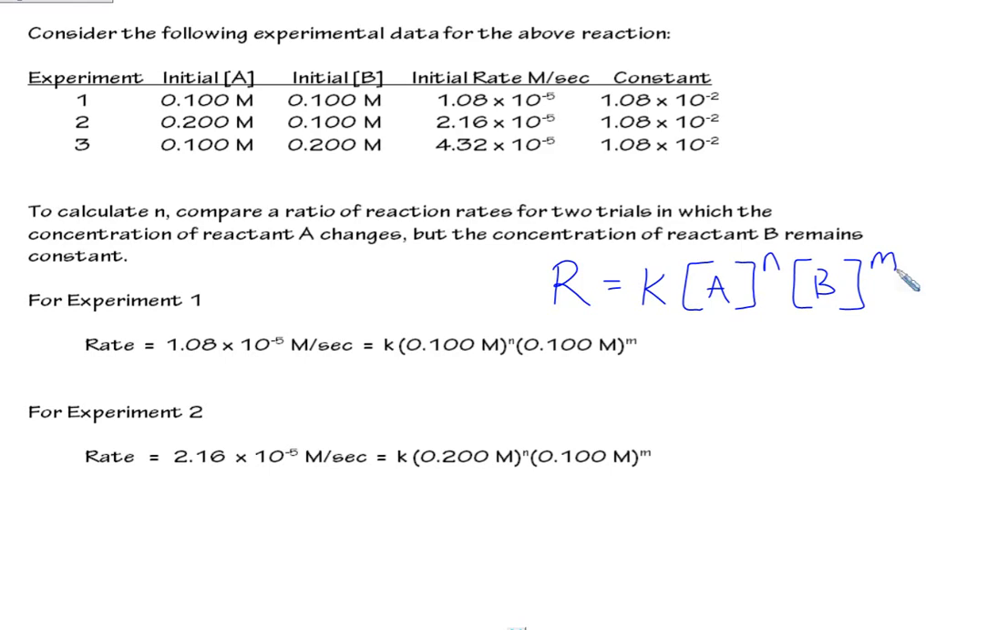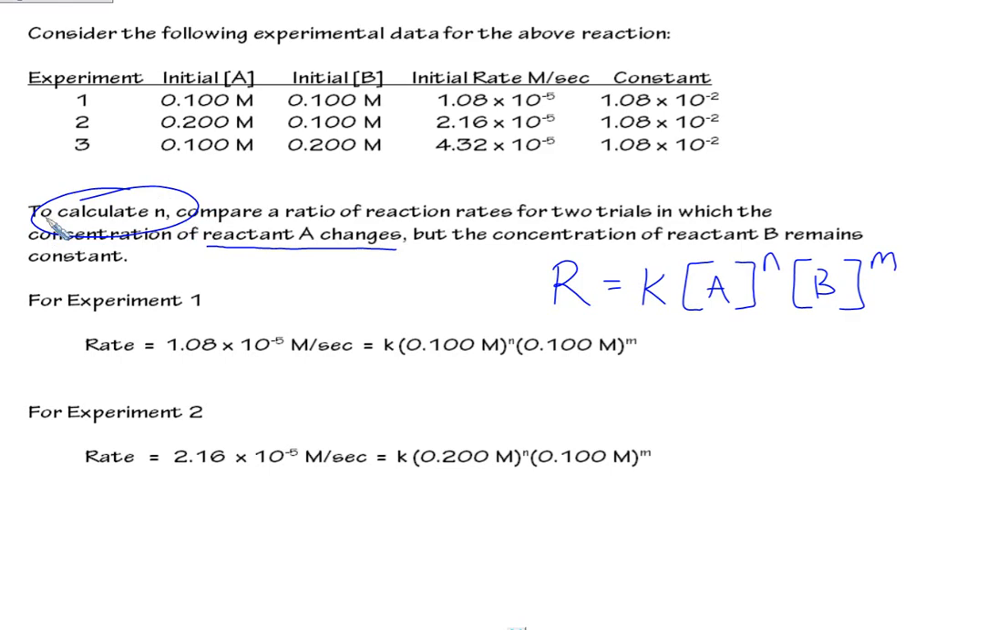So we sub into that equation using trials of data where the concentration of A changes, but B stays the same. Let's say I want to find n. Suppose we should specify that. Let's say we want to determine n.